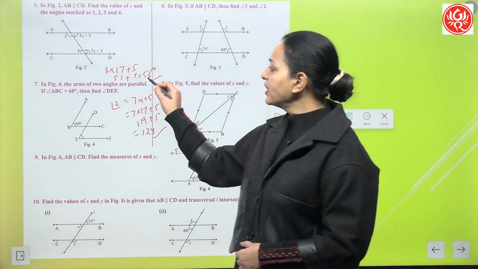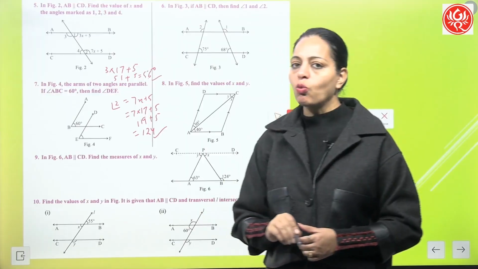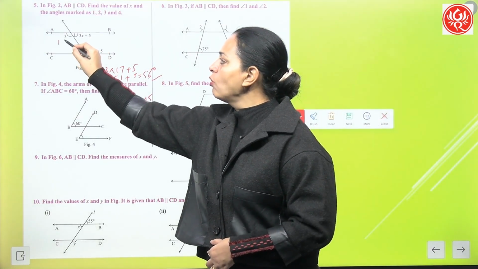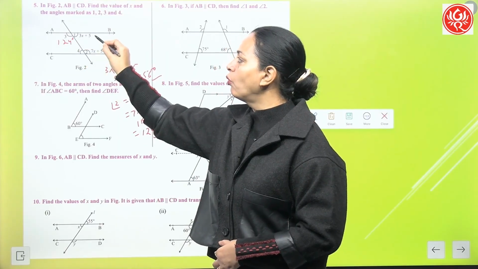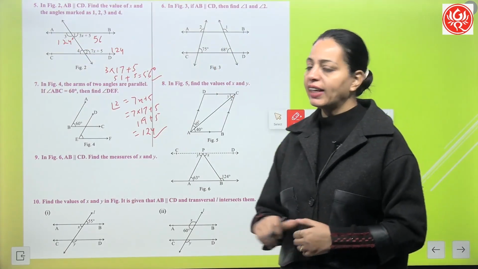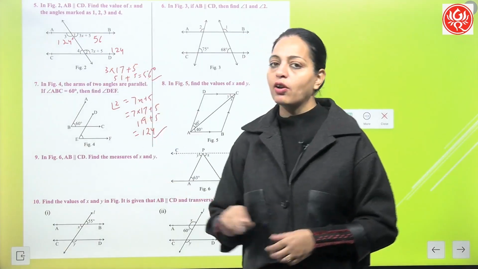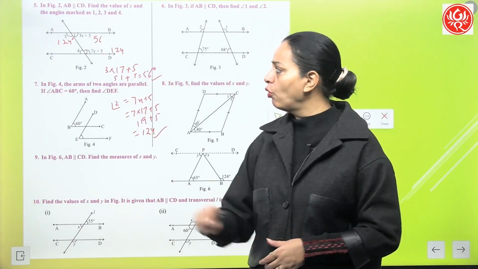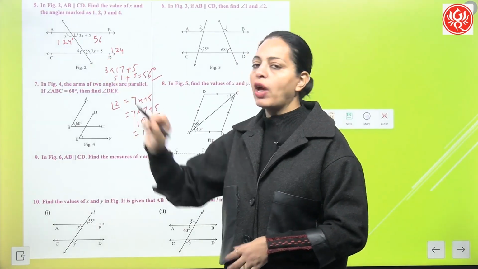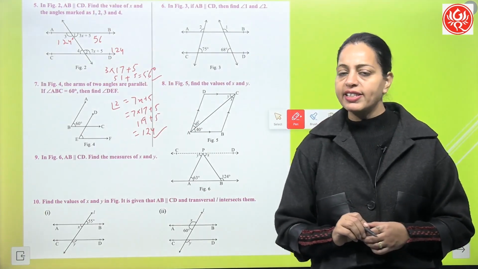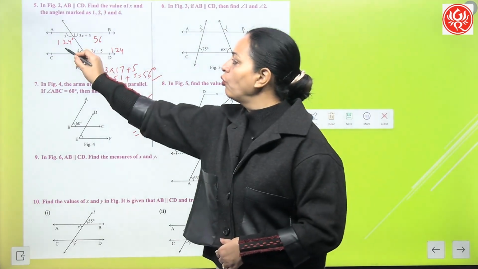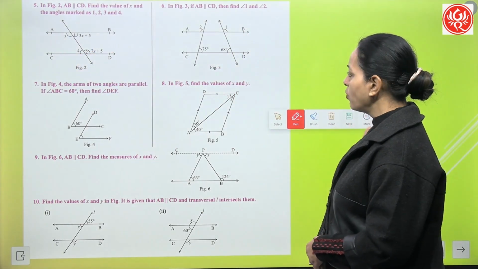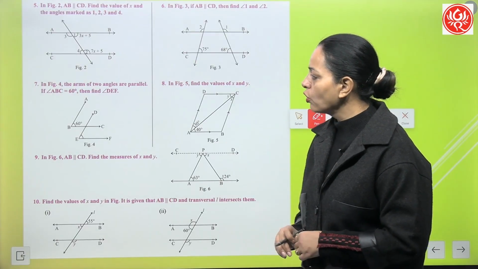So 56 plus angle 3 equals 180 degrees. So angle 3 equals 124. And you can also do it this way: angle 3 equals angle 2, these are alternate interior angles. So this is 124, and 56 equals angle 4 because these are alternate interior angles. So angle 4 is 56, right? Very interesting. You can try the sixth one yourself.